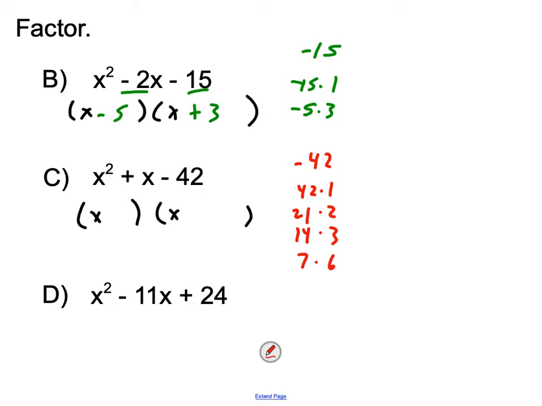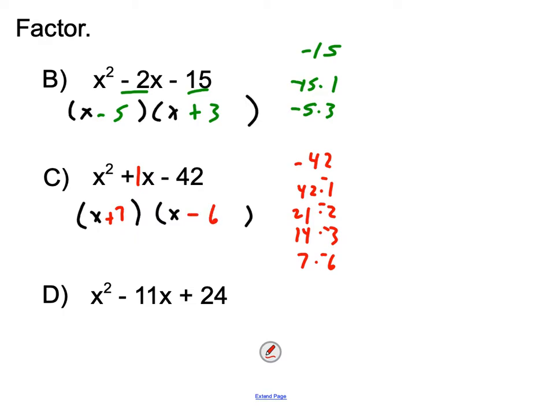All right, so again with this pair, since we're supposed to multiply to give us a negative number, you need to have one of each sign. The middle number here is a positive 1, so the larger number has to be the positive value in the pairs. So now which one of those pairs adds to give you a positive 1? That would be a 7 and a negative 6.